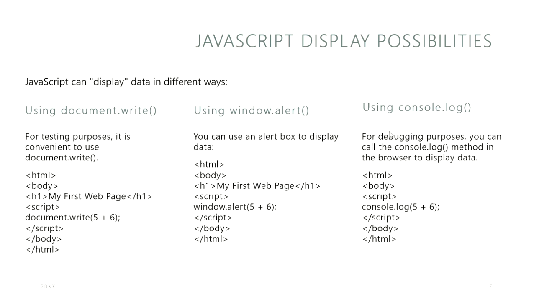Next is using console.log. For debugging purposes, you can call the console.log method in the browser to display data. So using this method, you only see your output in the console, not on the web page. So this is the syntax: script tags and then console.log.